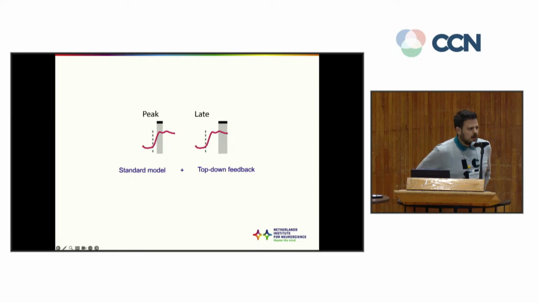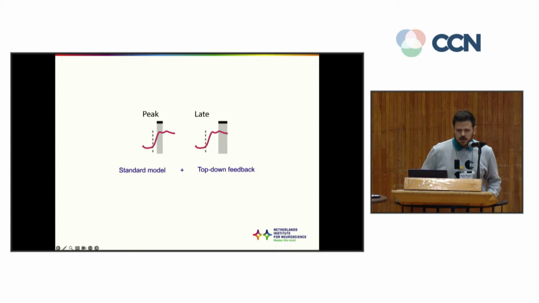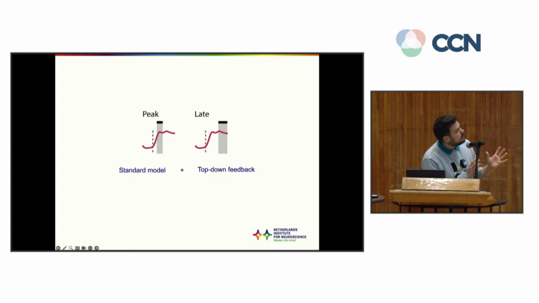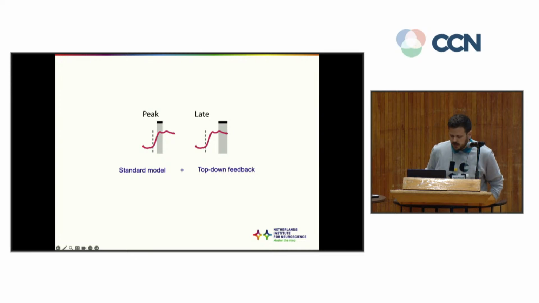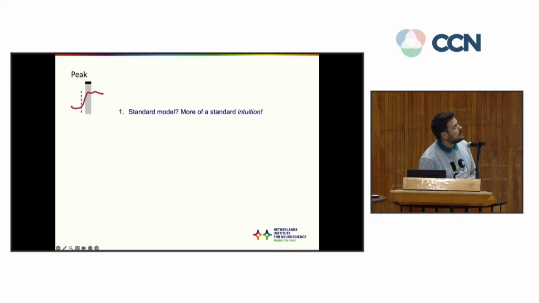Yeah, I think so far, probably the most popular view is this difference between the peak response explained by the standard model and the late response dominated by top-down feedback. But I think there are at least three elements related to the feed-forward models of V1 response that need to be discussed, because I think there is no agreement from the field.